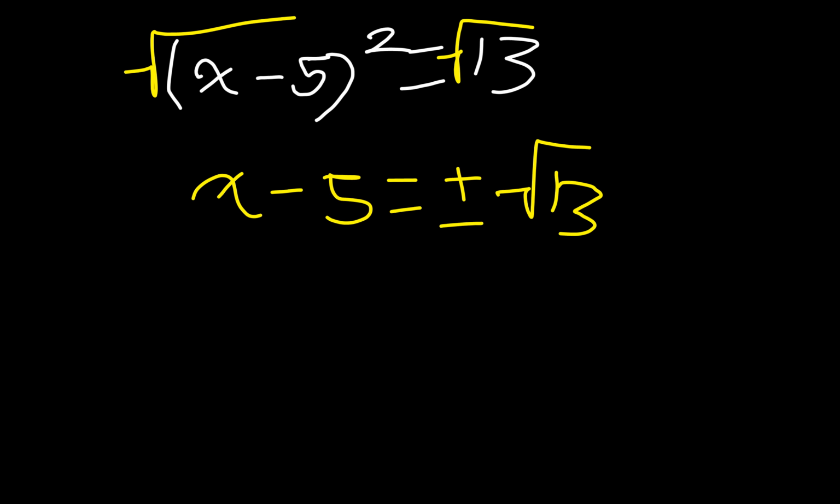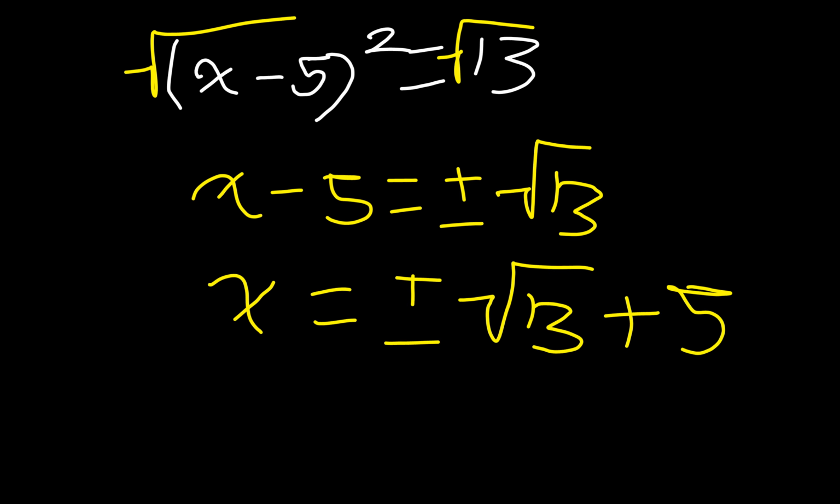And since 13 is not a perfect square, you cannot take the square root of it and get a rational number. So what we'll do here is we'll get x is equal to plus or minus root 13 plus 5. And that is our final solution.